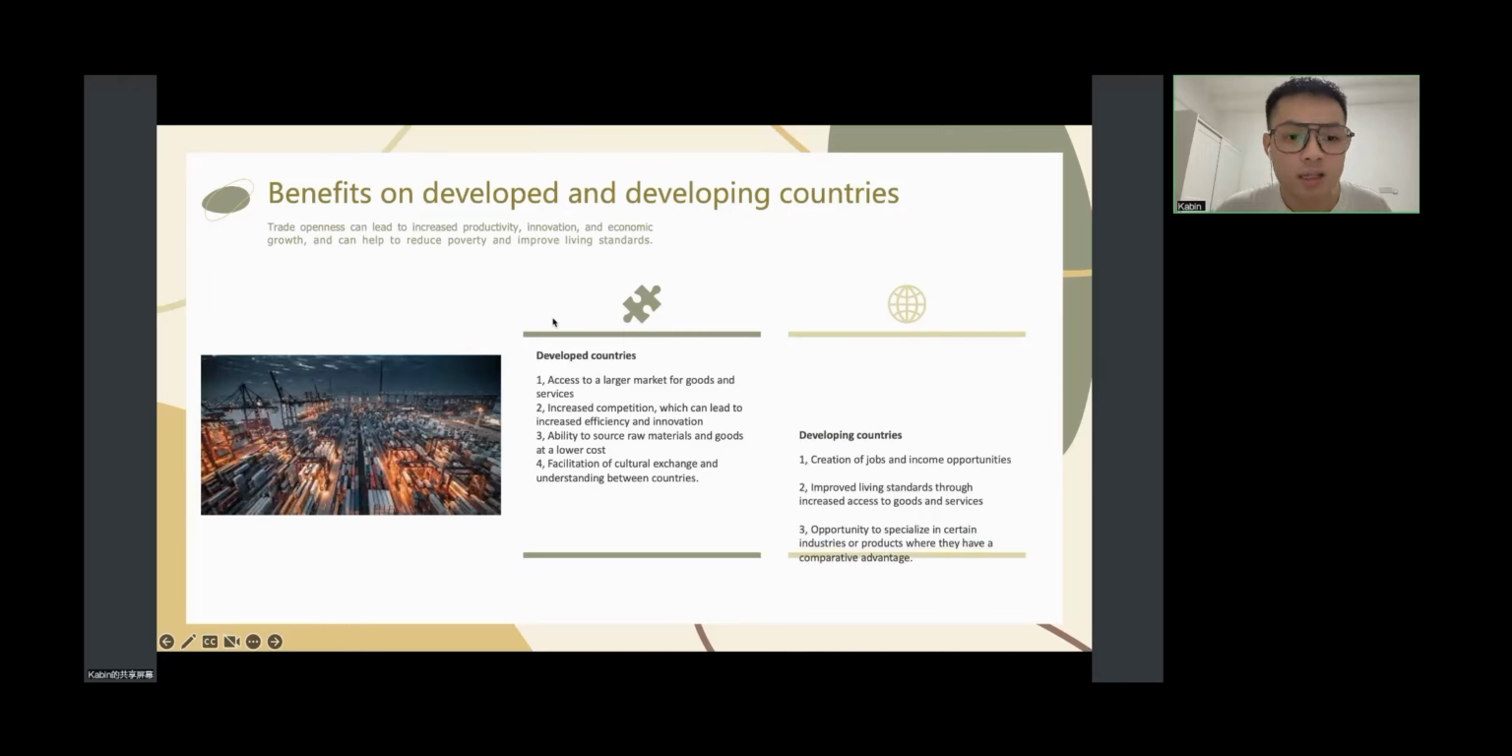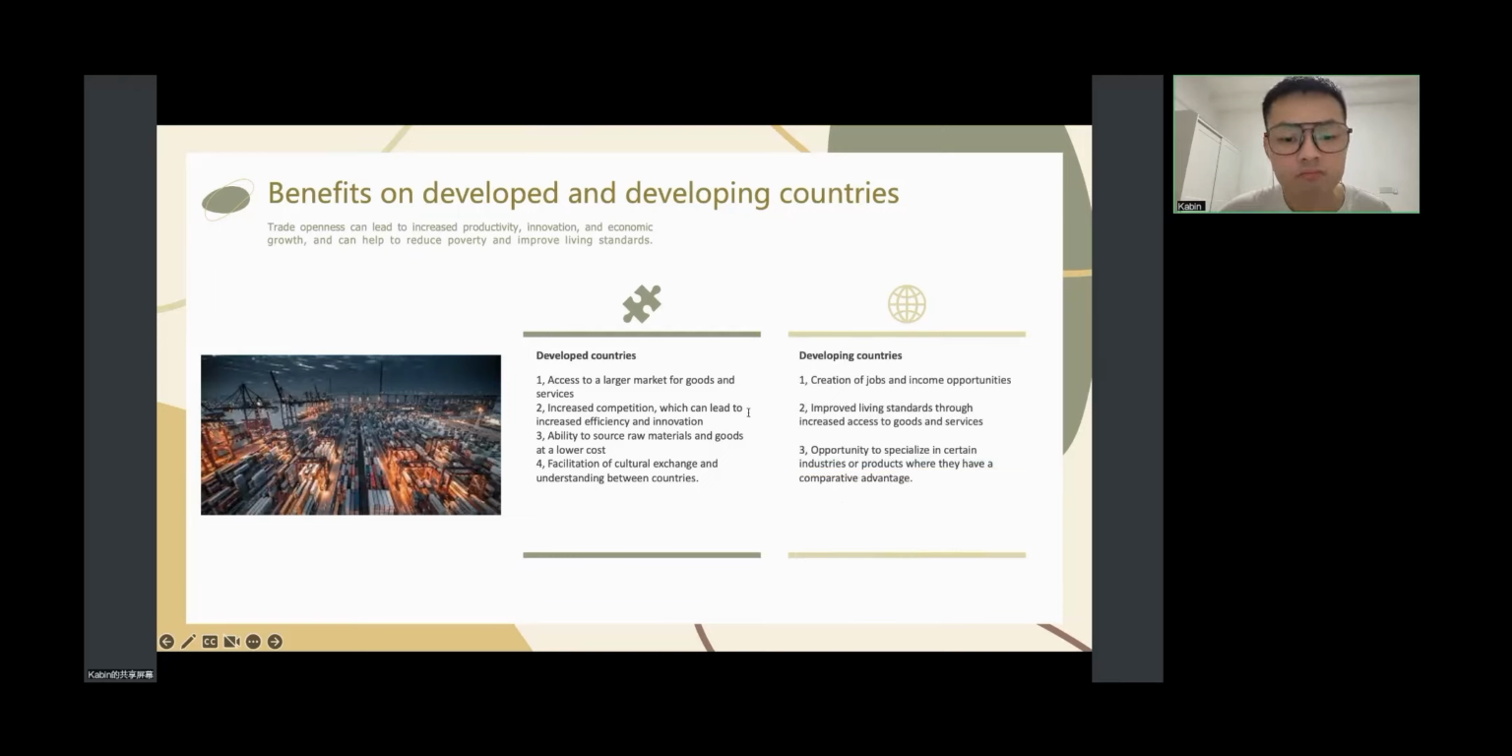So for developing countries, number one, creation of jobs and income opportunities. Global trade can lead to the creation of jobs in industries such as manufacturing, transportation, and logistics. This can help to decrease unemployment and increase income opportunities for citizens of the country.